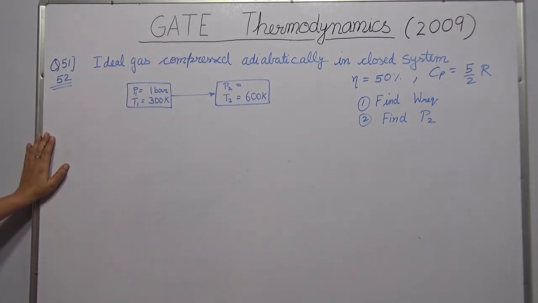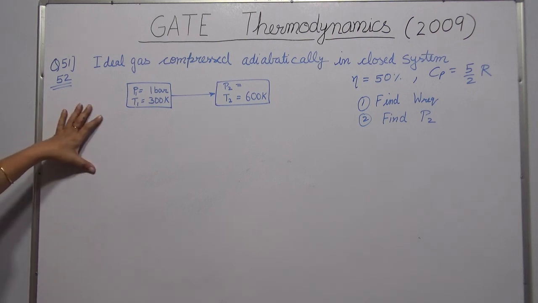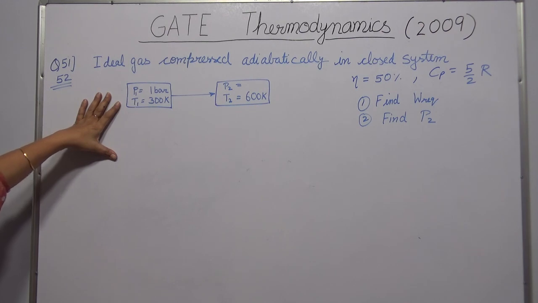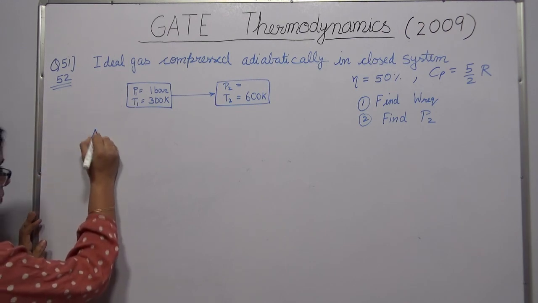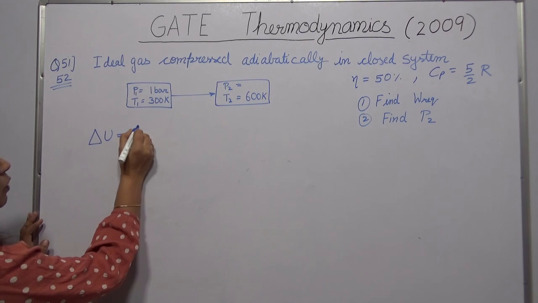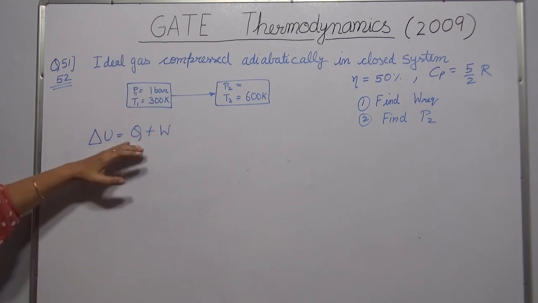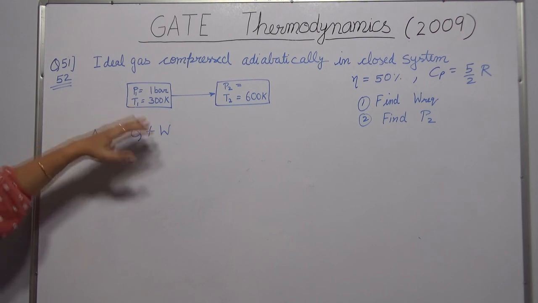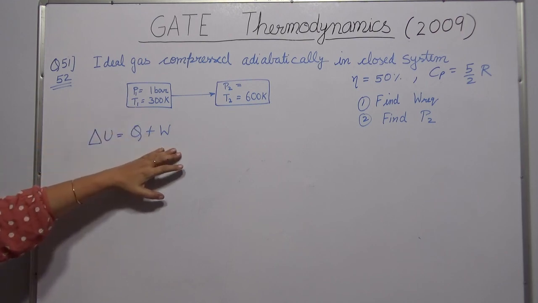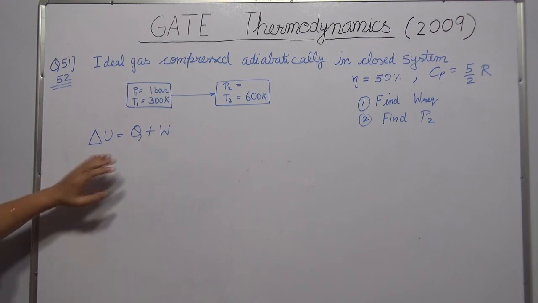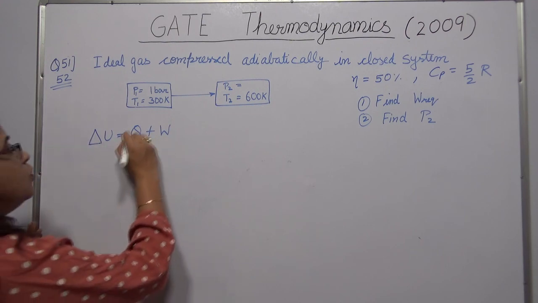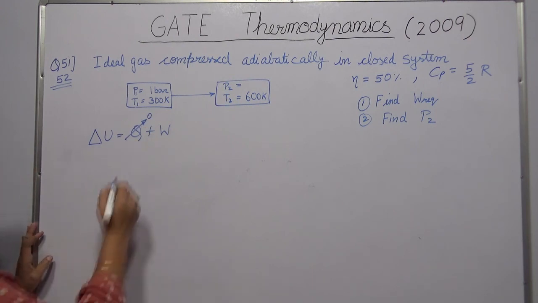Again, for adiabatic compression, I am not going to use the big formula written in your textbook. I will go from the basics. Because the compression takes place in a closed system, I will write the first law, which says delta U equals Q plus W. My sign convention is that heat supplied to the system is positive and work done on the system is positive. Since this is an adiabatic process, Q equals 0.